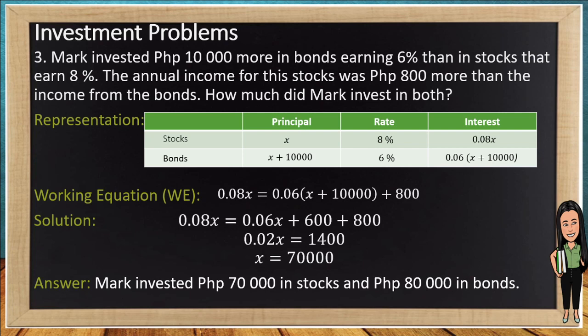O kagaya nito, based on the question, 10,000 pesos more daw yung sa bonds. So, na-compute natin, 70,000 yung stocks, 80,000 yung bonds. E di na-satisfy naman. The bonds is 10,000 more. Okay. So, pwede nyo rin namang i-check kung talagang yung annual income dun sa isa is 800 more than from the bonds. Pwede nyong i-substitute to check whether tama yung answer natin o hindi.